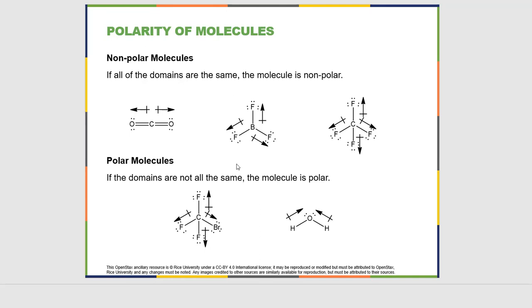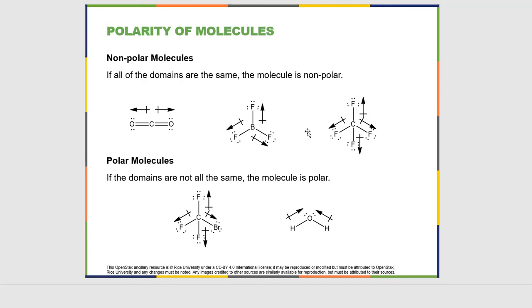Let's look at another example, BF3. BF3 is an interesting example because it doesn't have an octet. Boron is an exception to the octet rule because it's a very small atom. So here we have this one pulling in this direction, this one pulling in this direction, and this one pulling in this direction. Even if you can't see it, the vectors will cancel out and the electrons will go nowhere. In this case, they will all cancel out.